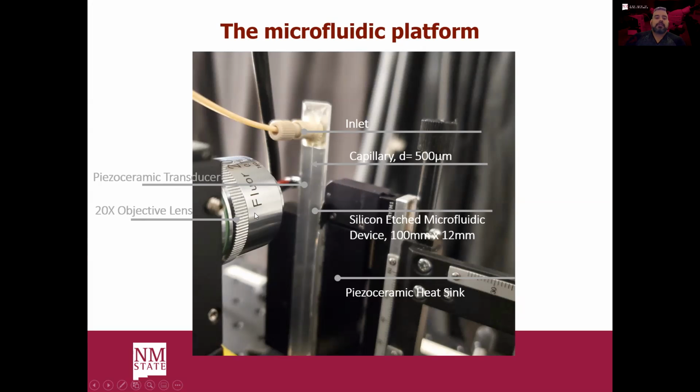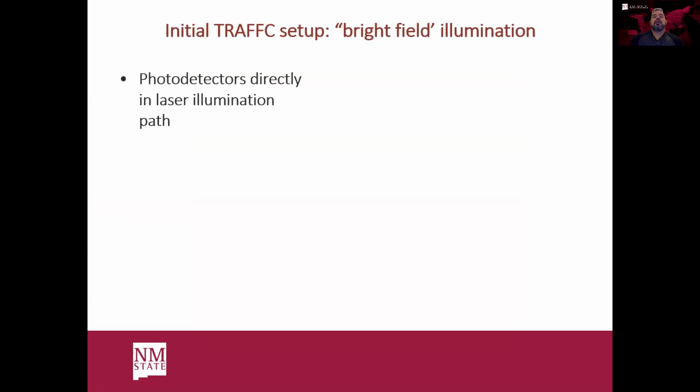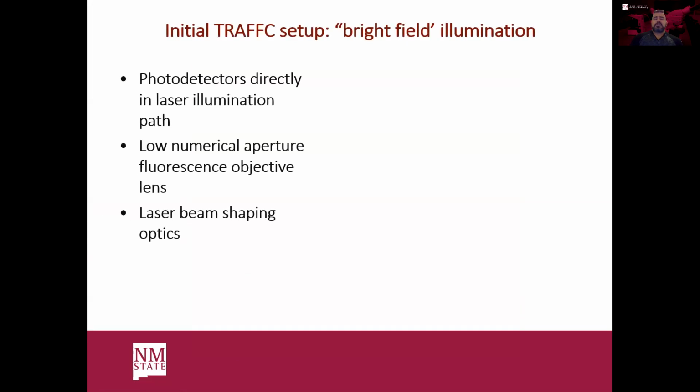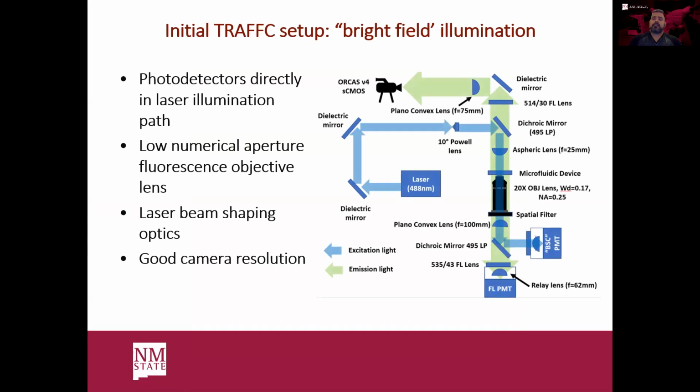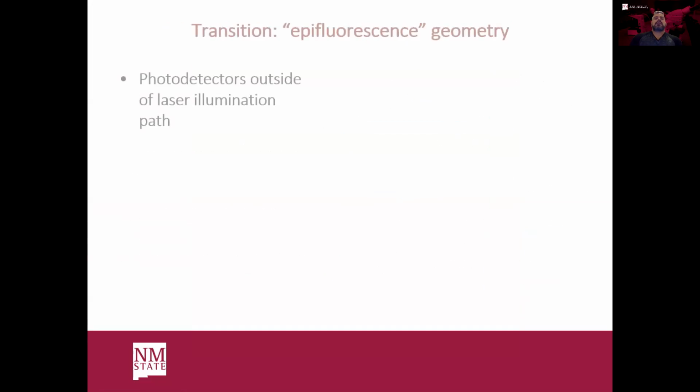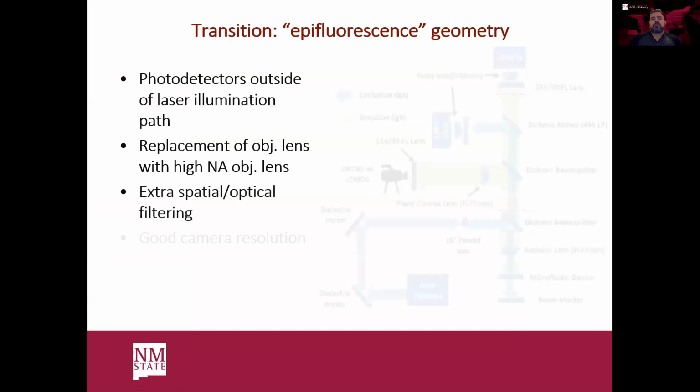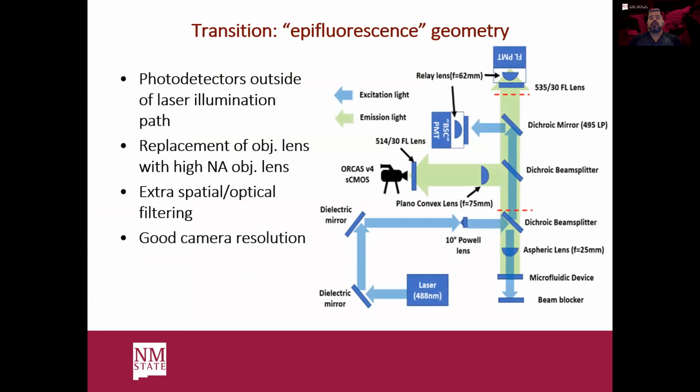The laser excitation source is introduced via a 20x objective lens, and the emission is collected via this objective lens as well. We initially started the system in a bright field setup. One of the inherent issues that we saw is that photodetectors were in the direct line of sight of the excitation source, so it was very difficult to overcome some of the laser background, though we still had other optics still performing very well. So instead, we migrated to an epifluorescence-like geometry where the photodetectors were out of the illumination path of the laser.